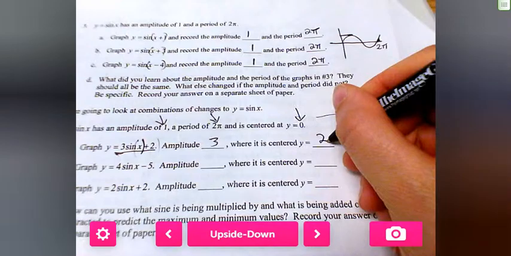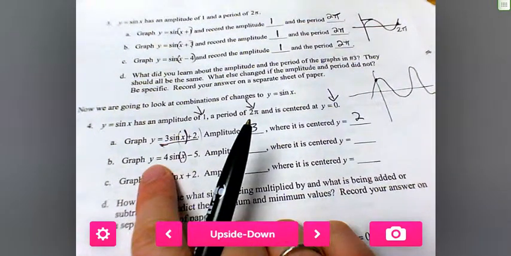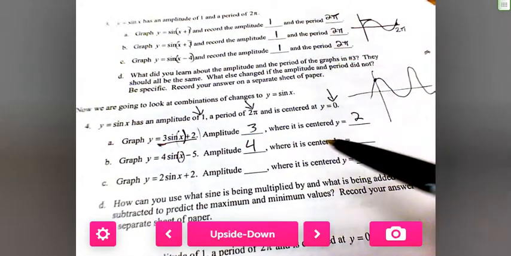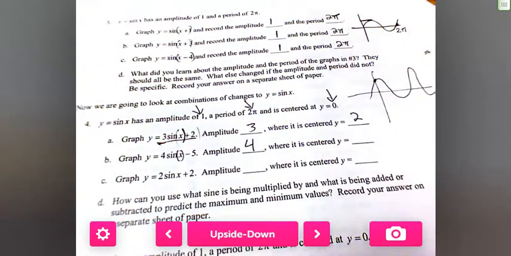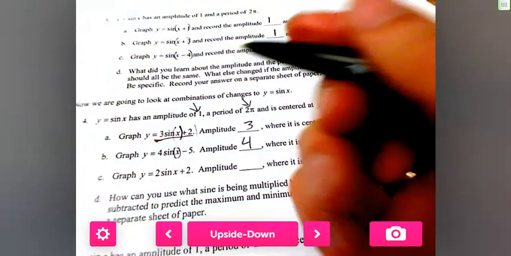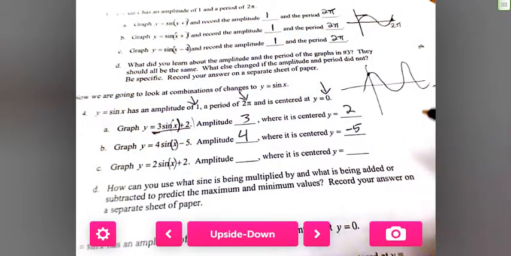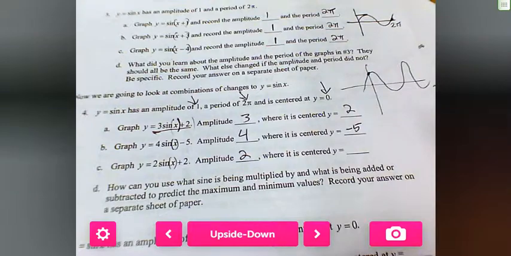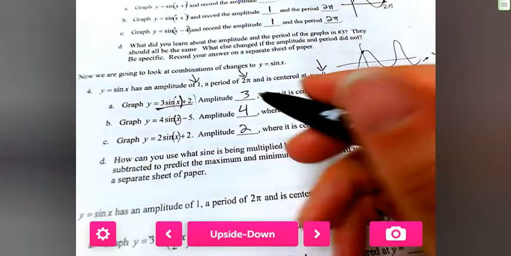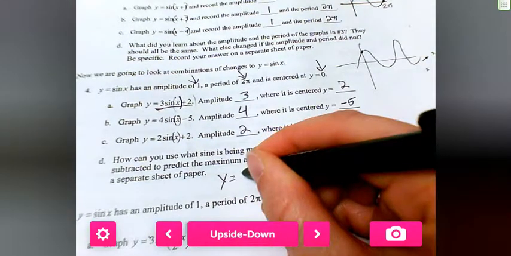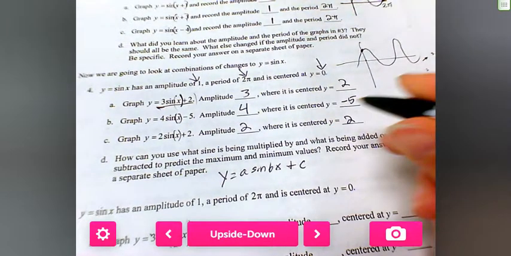Okay, so what about here? What do I think my amplitude is going to be before I graph it? 4. Your amplitude is going to be 4. What's my center going to be? If this moved up 2, what do you think this is going to make it do? Down 5. It's going to be at -5. Okay, let's look at that again. What's my amplitude going to be for C? 2. And where is it going to be centered? Up 2. Okay, so this is what we've learned: that y equals a sine b times x plus c. C changes the center.